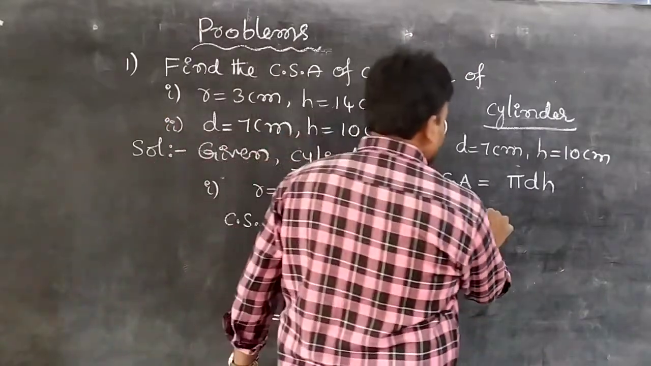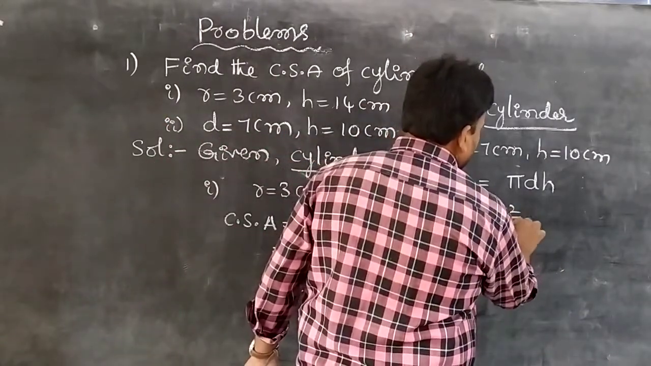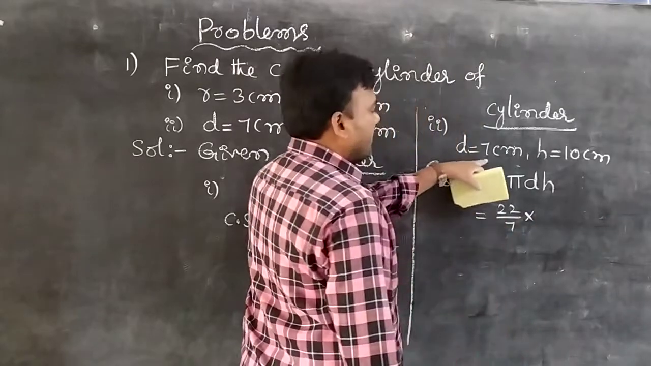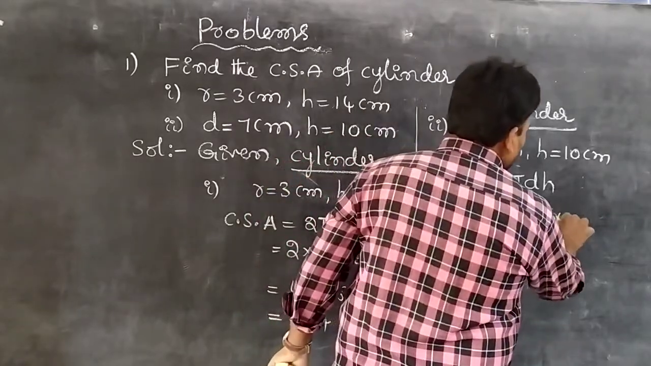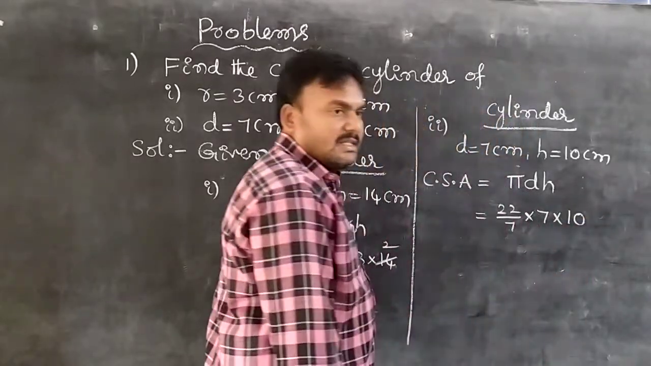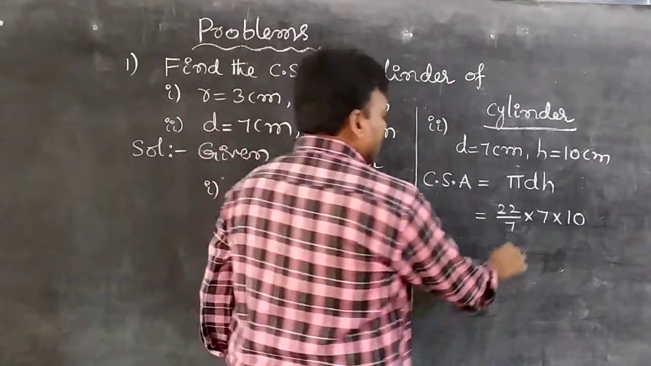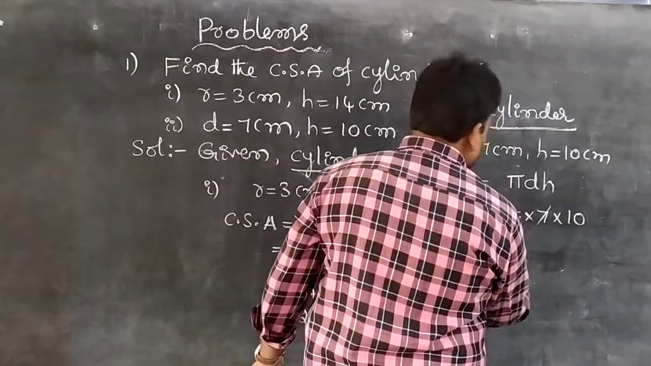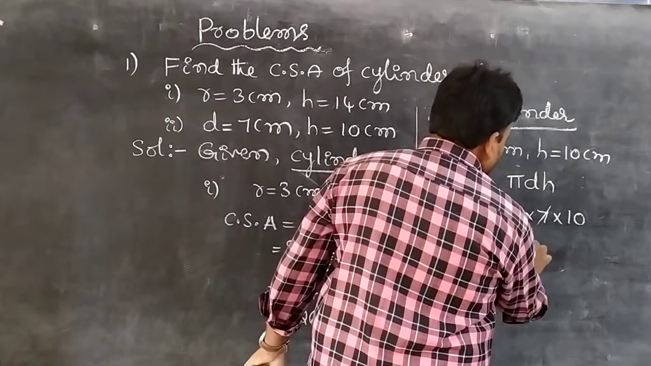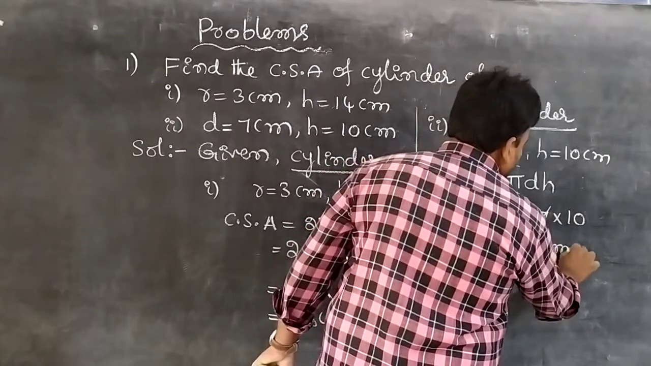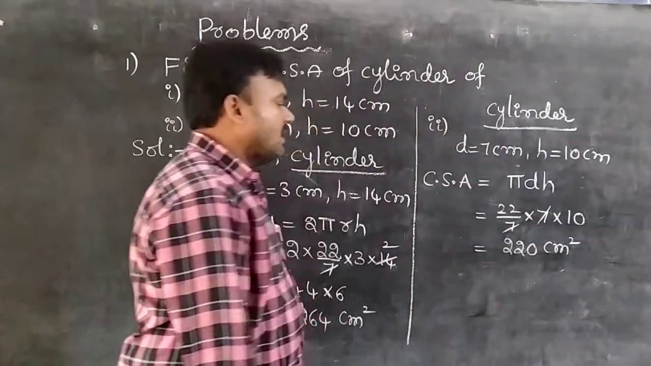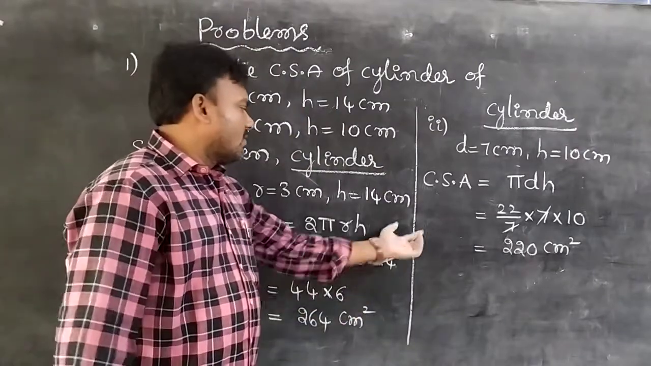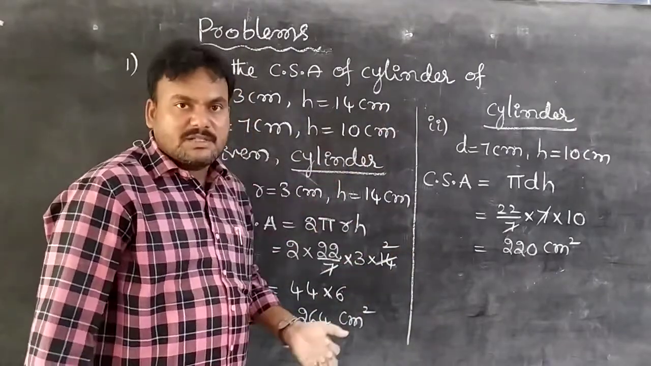So then that implies pi value 22 by 7 into D, which is 7, and H value 10, students. H value is 10, isn't it? So here the 7 gets cancelled, and it becomes 22 into 10, which is 220 square centimeters. This is the solution of the given problem, students.